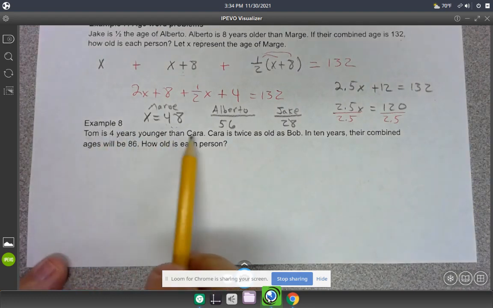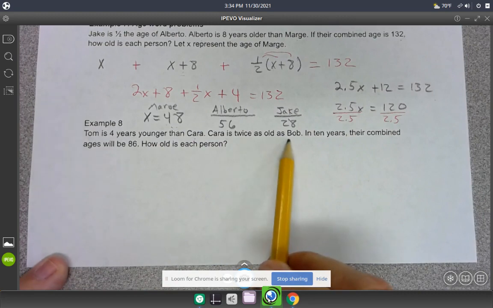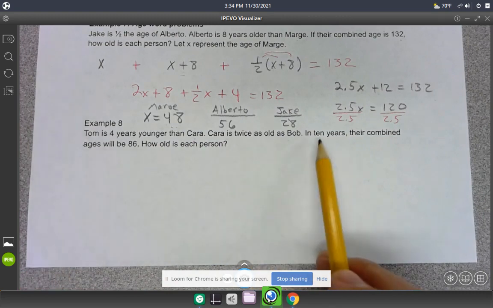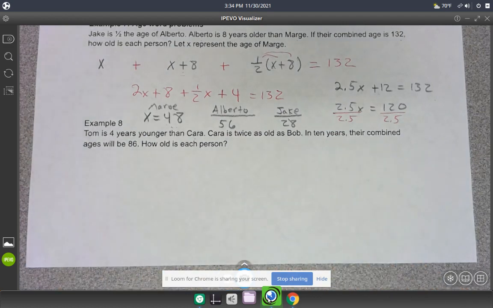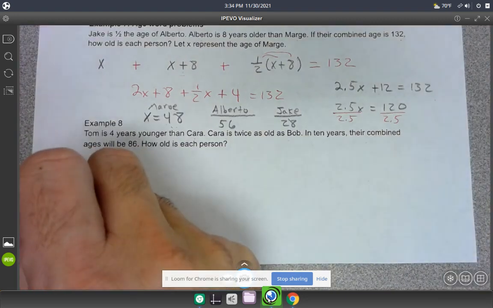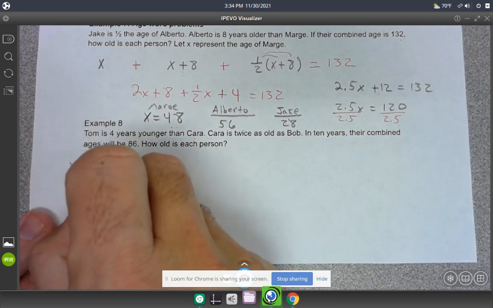All right, Tom's 4 years younger than Kara. That's interesting. Kara is twice as old as Bob. Oh my goodness. In 10 years, their combined ages will be 86. Holy moly. Okay. So I got 3 people here? Yeah, I got 3 people, don't I? Tom, Kara, and Bob. Okay. Kara is twice as old as Bob, but I don't know how old Bob is. That's what I'm going to let my x be. x is going to be Bob's age.